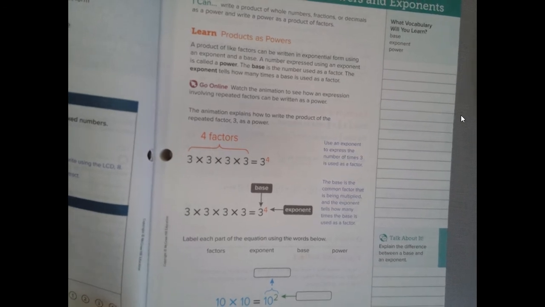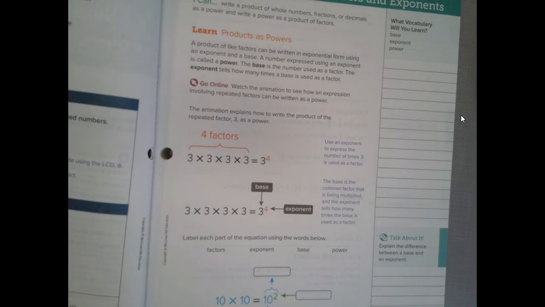All right. To get started, we're going to learn some new vocabulary terms. A product of like factors can be written in exponential form using an exponent and a base. A number expressed using an exponent is called a power. The base is the number used as a factor. The exponent tells us how many times a base is used as a factor.